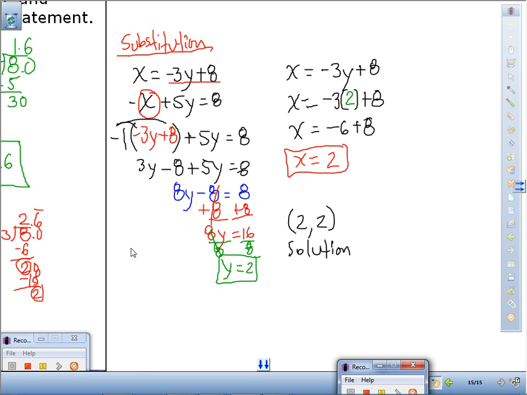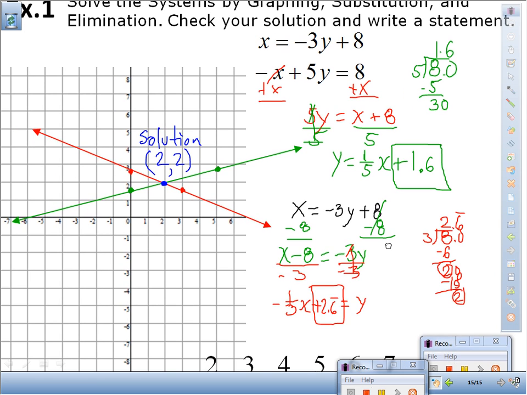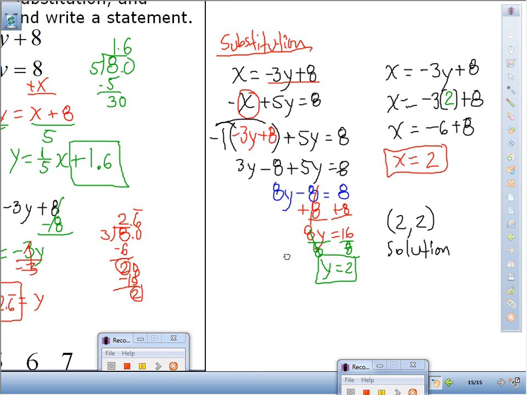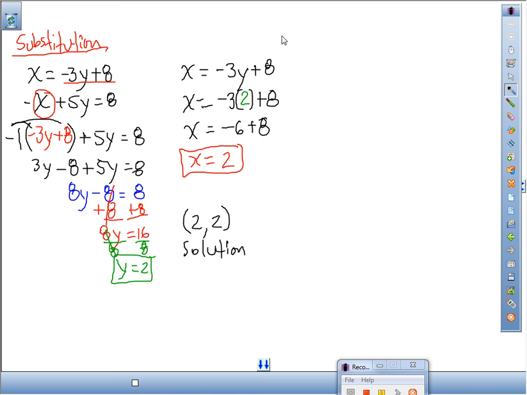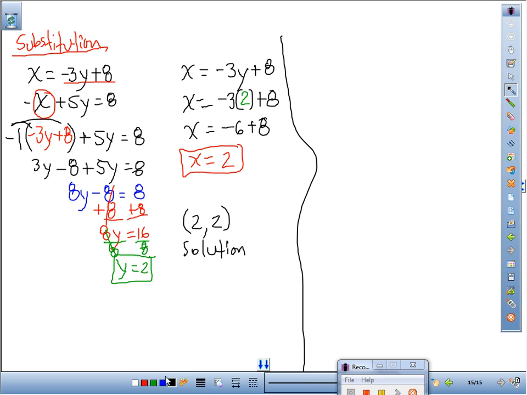We solved by graphing. There it was. We solved by substitution. What's next? Elimination. So to the right of that, you still have room. I want you to draw a line down here like so. What's that?